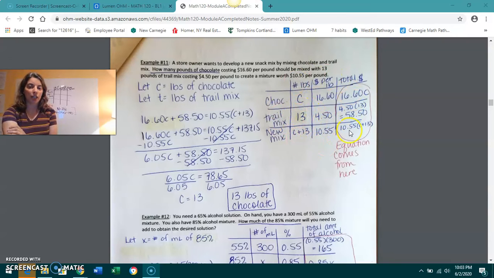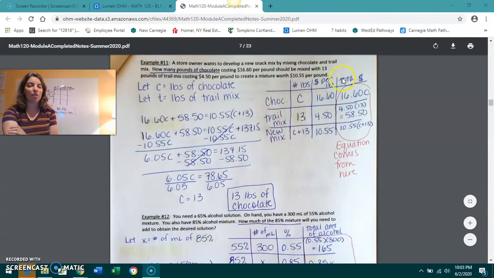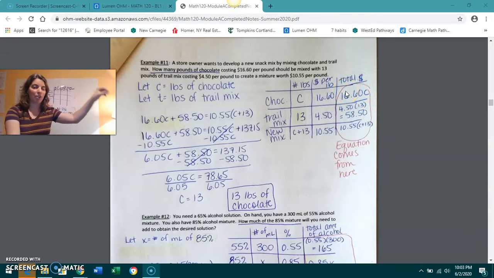So I did use a chart here. Again, you can see here are my things. There are 3 this time because it's the 2 parts and the mixture. Number of pounds, price per pound, and then the total price. So same idea. C pounds of chocolate at $16.60 a pound. This is the total value of the chocolate, right? $16.60 for this pound, for this pound, for this pound, however many there are. Here I know the trail mix is 13 pounds. I know the price per pound, so I know the trail mix is going to have a value of $58.50.